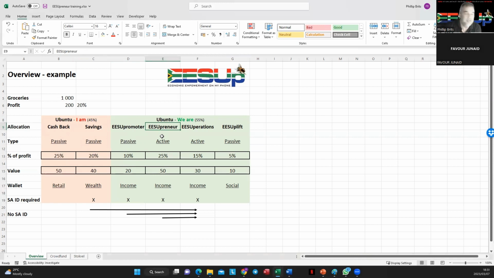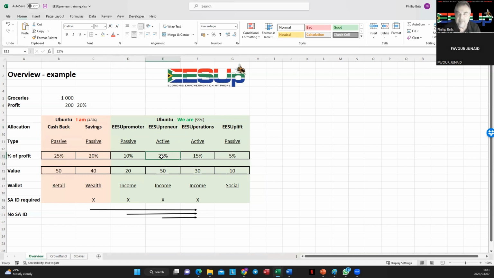So the second thing we do is we say EaseUpreneur, and this is where you say, listen here, but I live in an estate with 1,000 households, and I would like to distribute to them. So you can see again, you're Ubuntunist, okay? So you benefit from the I am part for everything that you buy. Now you benefit from the we are part for every person you have told and every person you deliver their groceries to. So for every person that you deliver groceries to, you will get 25% of their profit.